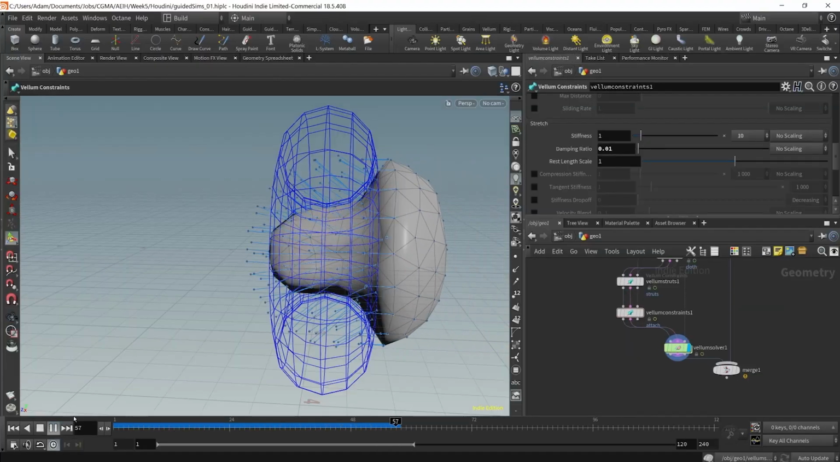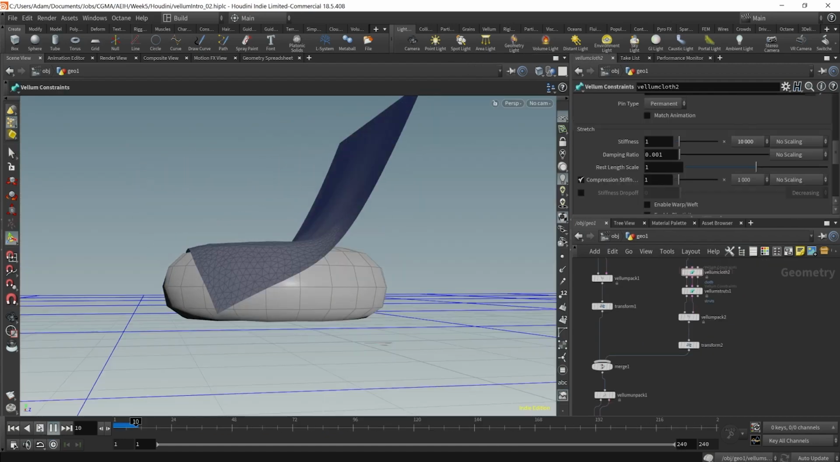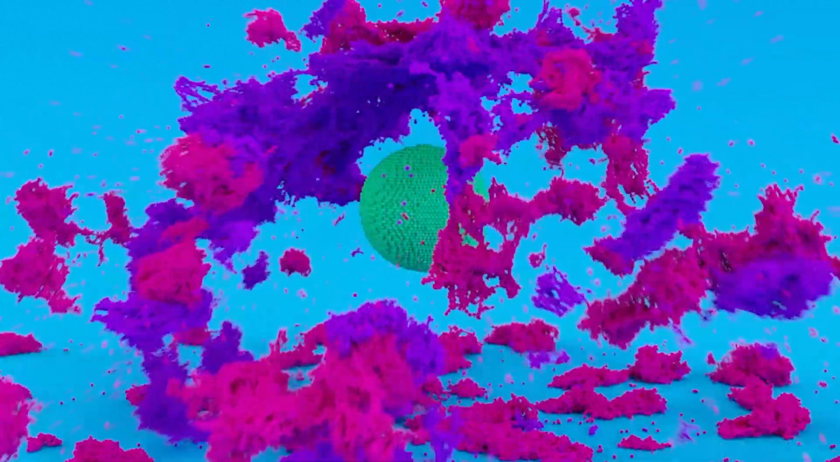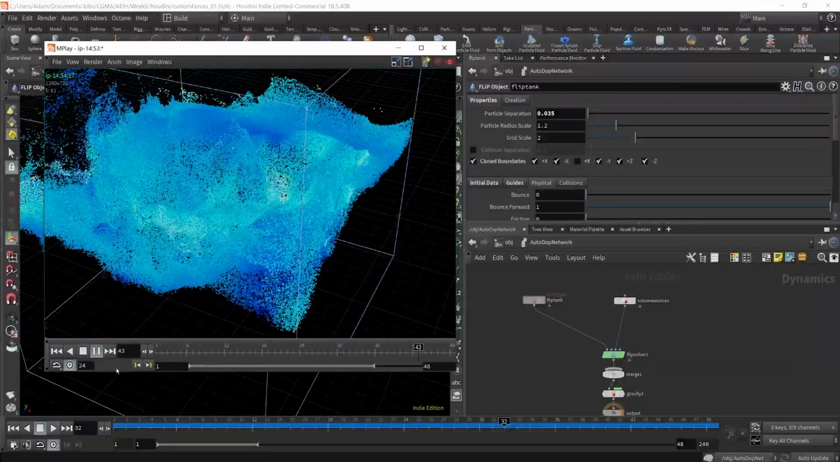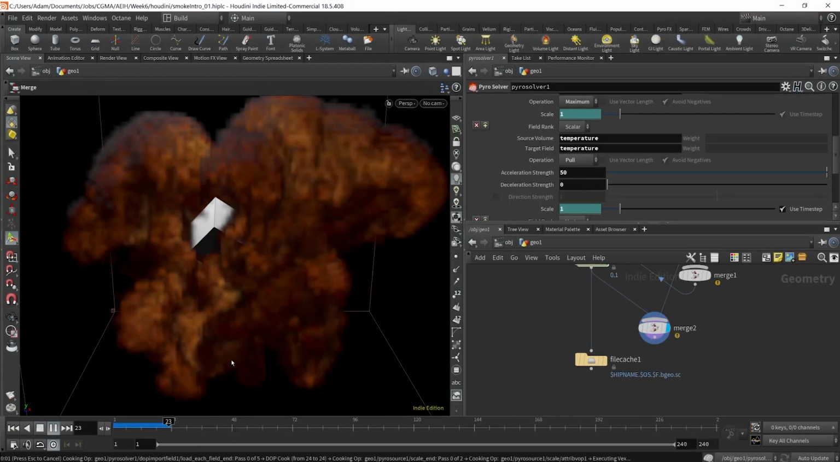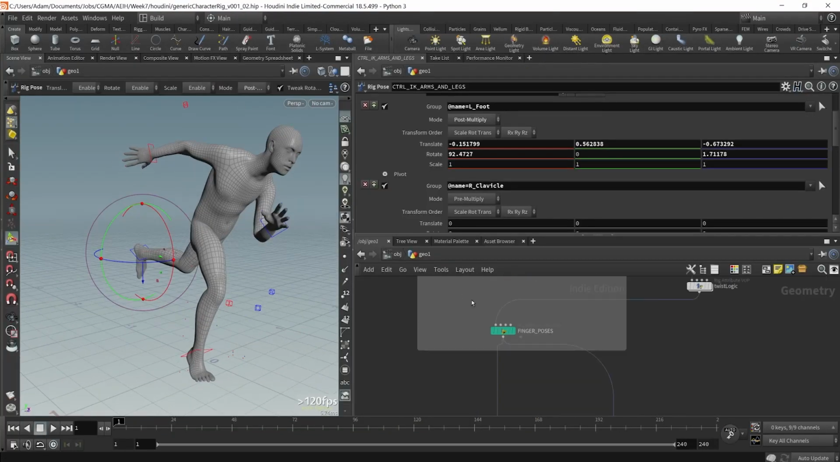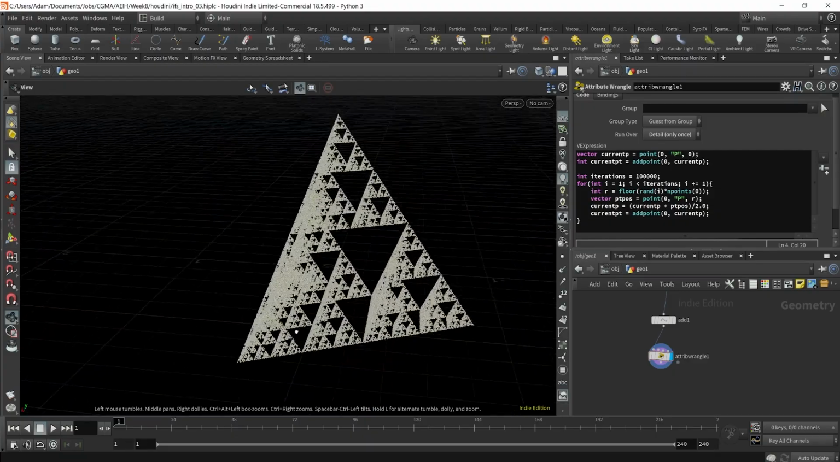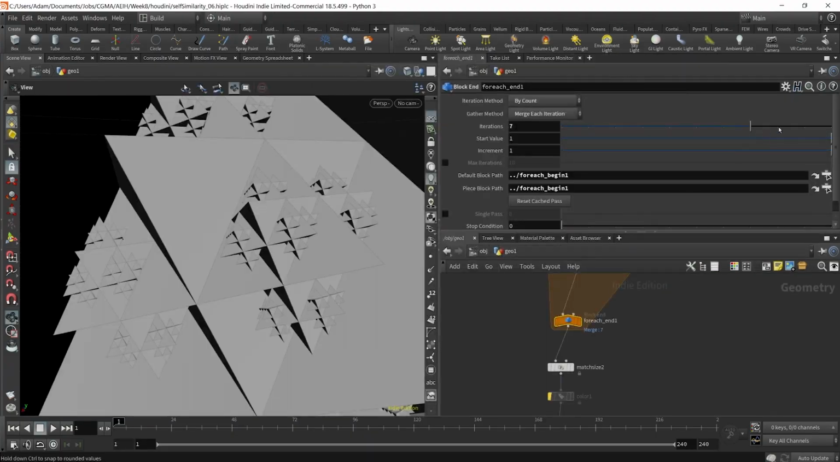Week 5 is vellum, learning all about soft body and granular simulations. In week 6, I cover flip fluids and pyro smoke. Week 7 is rigging and kinefx. And finally, week 8 is all about fractals and recursive systems.